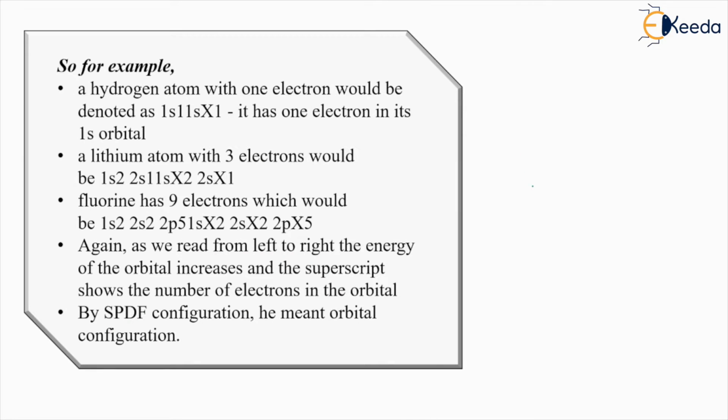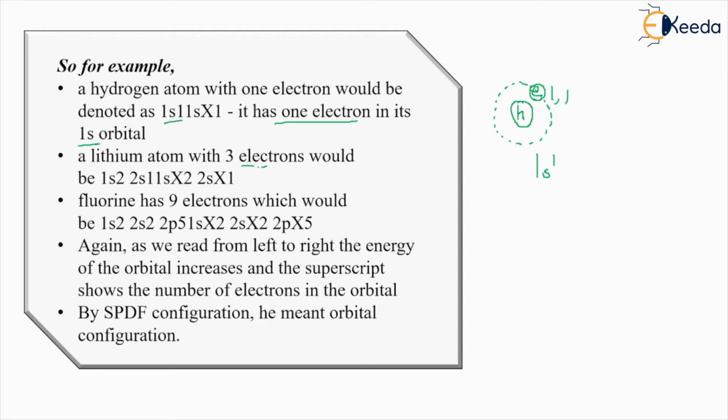Now let us see the example. A hydrogen atom with one electron will be denoted as 1s1. How 1s1? I have a hydrogen atom over here. This is the nucleus. And we have an electron over here. So this particular electron is one electron in the first shell. So it becomes 1s1. It has one electron in the 1s orbital.